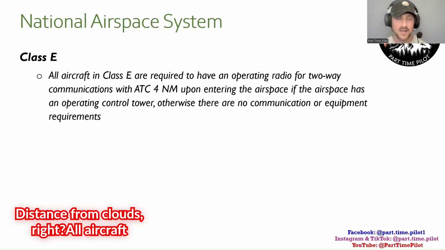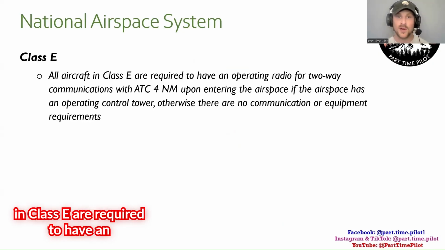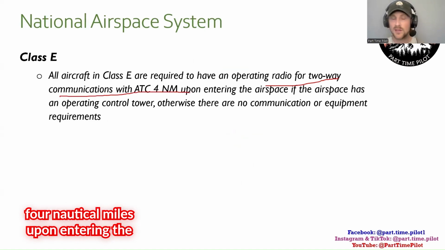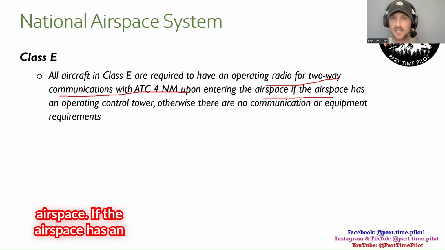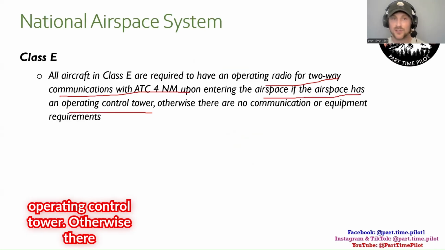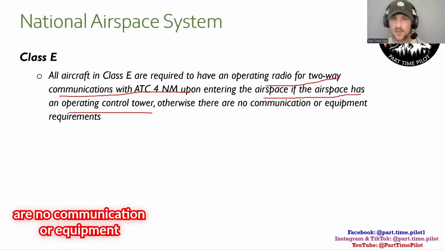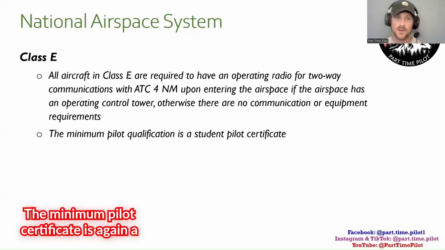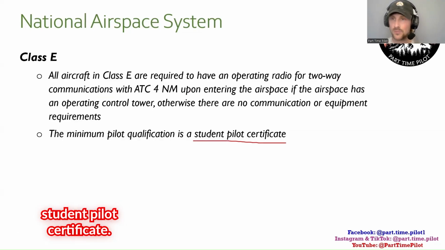All right, all aircraft in Class E are required to have an operating radio for two-way communications with ATC when within 4 nautical miles upon entering the airspace if the airspace has an operating control tower. Otherwise, there are no communication or equipment requirements for Class Echo airspace. The minimum pilot certificate is again a student pilot certificate.